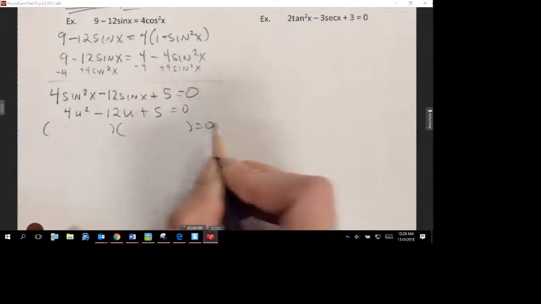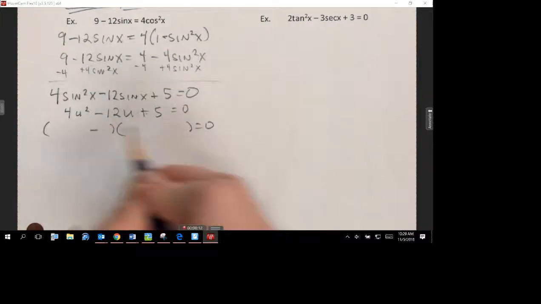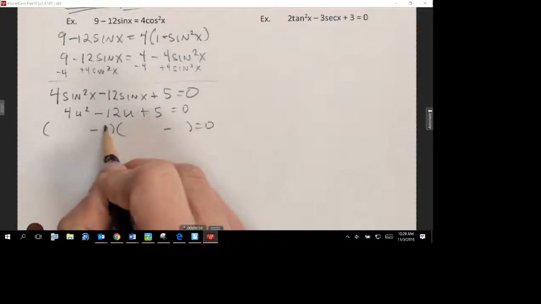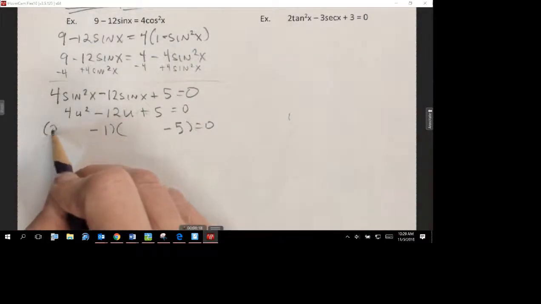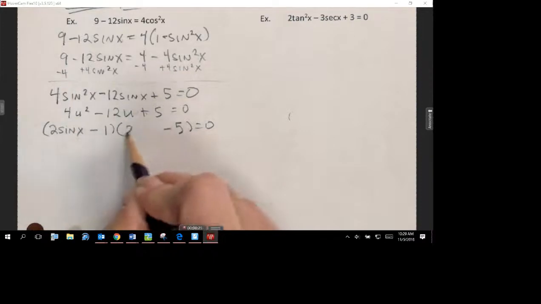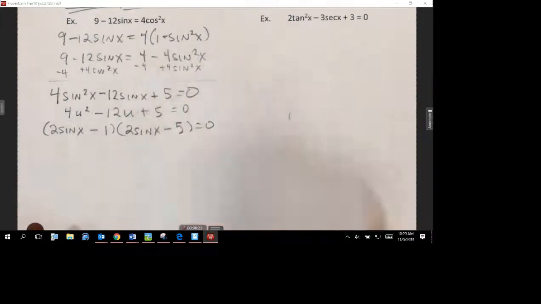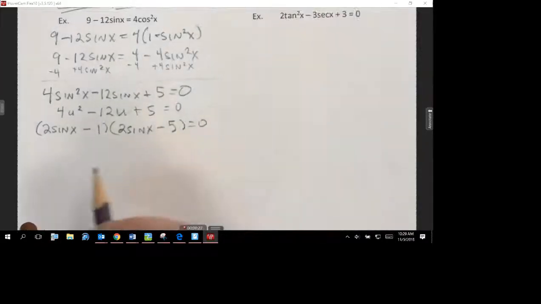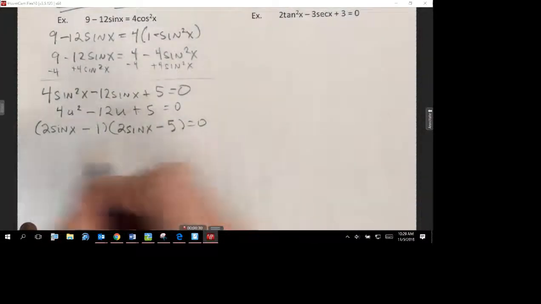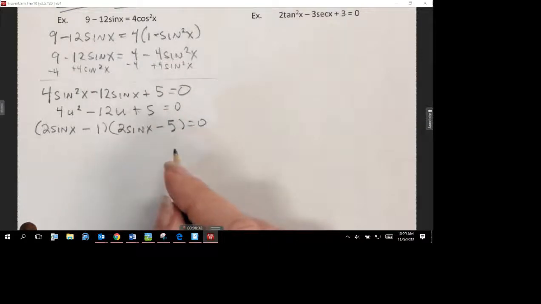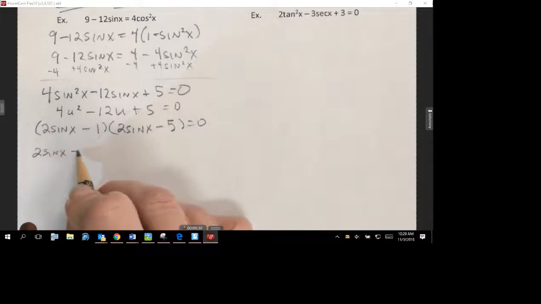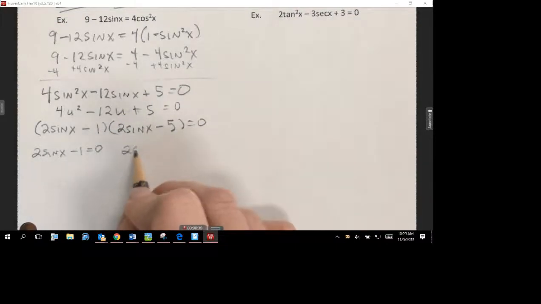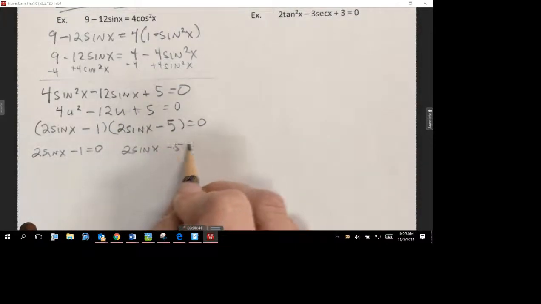Either way, though, we're going to have minus, minus. We're going to have one of them as a minus 1, one as a minus 5. And then it ends up being 2 sine x and 2 sine x by the time you factor it correctly. If you need help with factoring, you've got to come in and see me. So then once you have it factored, what do we do to each factor? We're going to set it equal to 0, so we have 2 sine x minus 1 equals 0, and 2 sine x minus 5 equals 0.